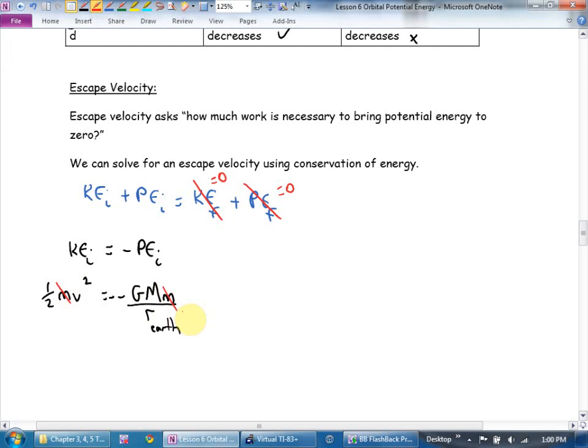Let's get the V by itself. How would I get the V by itself? First of all, I'd move the 1/2 over. How? I think times by 2 is nicer. Yes, it's divided by 0.5. Times by 2, and then how would I get rid of a squared? We have this. That's the escape velocity of any planet.